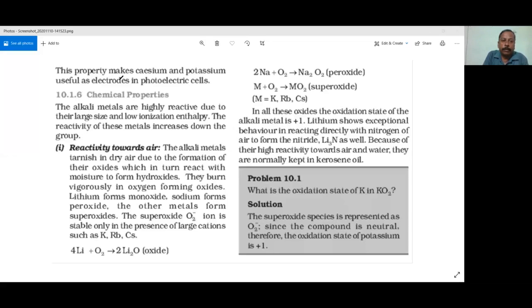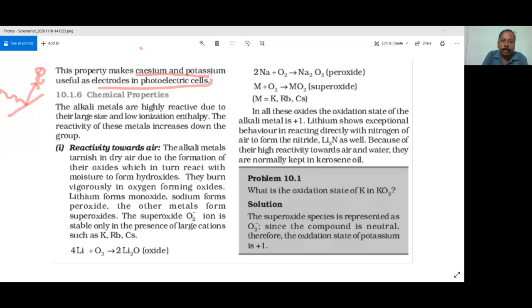After the tabular form, there is a question. What makes cesium and potassium used as an electrode in photoelectric cells? Photoelectric cells, already you have studied in atomic structure. What you have studied is, when a metal is irradiated with electromagnetic radiation of suitable frequency, electrons will be emitted. Those electrons are called photoelectrons, and this total process is called photoelectricity.